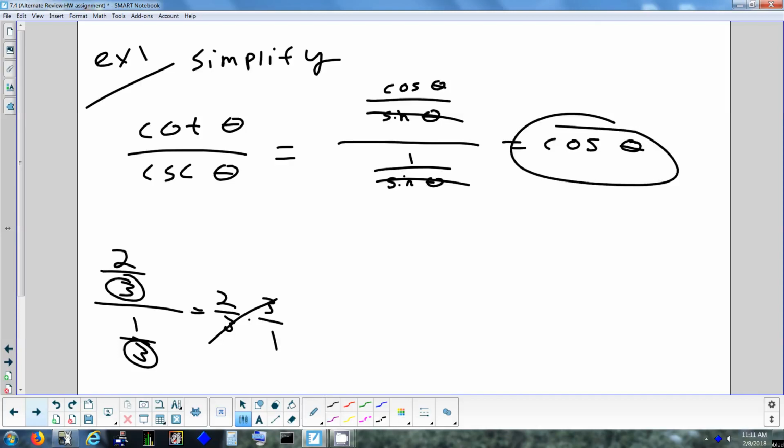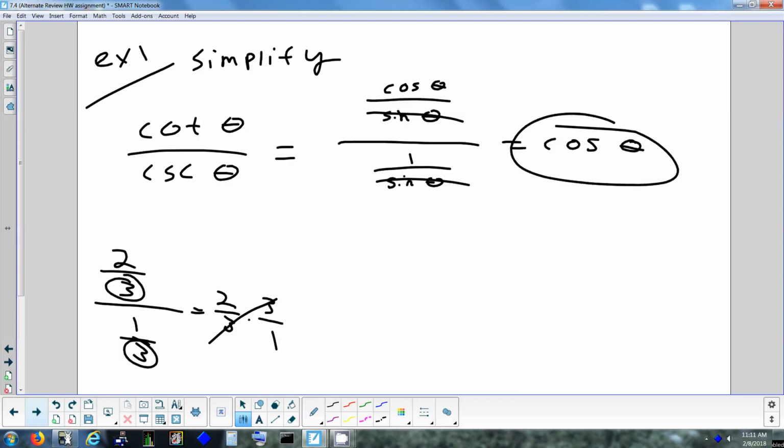So now we took a problem that had multiple trig functions with an operation, division, and turned it into a single trig function, no operations in the whole thing. That's much easier to work with than what we had on the left, if we had to do something more with it. In this class, we're done. We don't do anything else. Any questions on that?